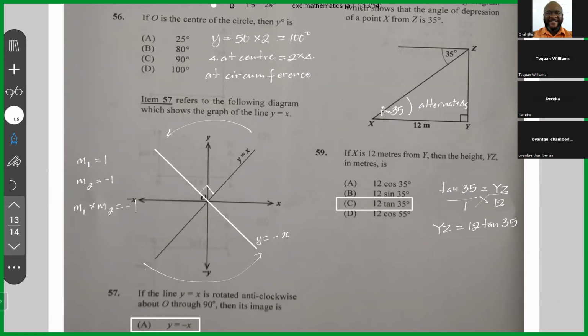59, theta, the angle at the bottom there, is equal to 35 degrees because these 2 angles are alternate angles. So the angle at the top is 35, the angle at the bottom is also 35. The side YZ is opposite, and 12 is adjacent. The trig ratio that includes opposite and adjacent is tan. So the tangent of 35 is YZ over 12. If I have 1 fraction equal to 1 fraction, to get rid of the fraction, I cross multiply. 1 times YZ is equal to 12 times the tangent of 35. YZ is equal to 12 tan 35. That is the answer.